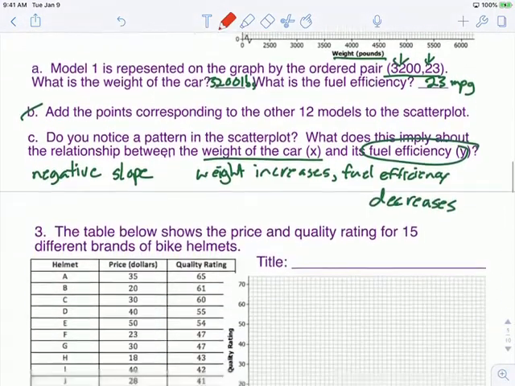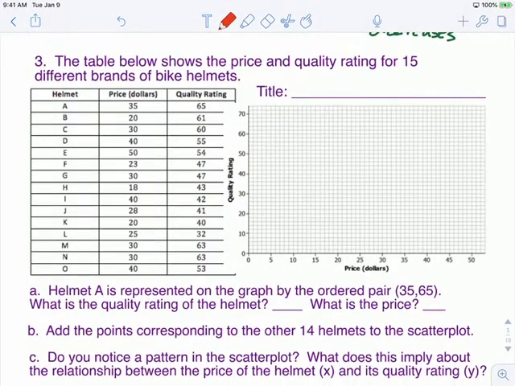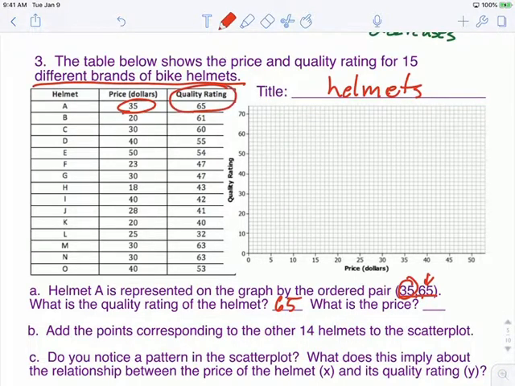So this is our third example here, which is going to be based off of these data points. We're going to do a similar thing. We're going to look at this first pair, which is our price, and then our second pair, 65, which is our quality rating, and this is comparing different brands of bike helmets. So let's just call this helmets. And it's saying, what is the quality rating for helmet A? Well, that is 65. We can get that from this, and we can also get it from our chart here.